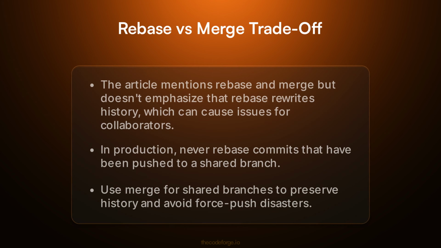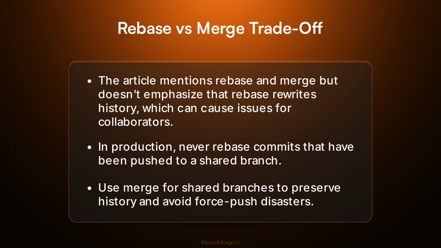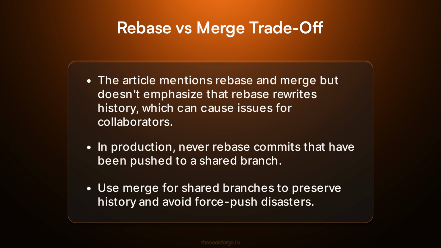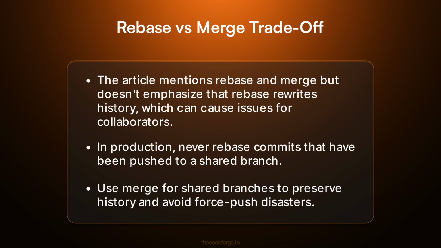The article mentions rebase and merge, but doesn't emphasize that rebase rewrites history, which can cause issues for collaborators. In production, never rebase commits that have been pushed to a shared branch. Use merge for shared branches to preserve history and avoid force-push disasters.